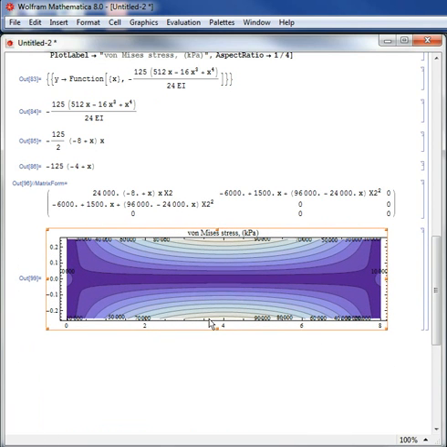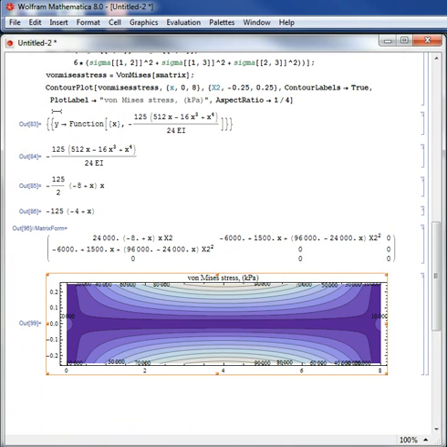You can see the maximum von Mises stress is in the middle. This is a simple beam. The maximum von Mises stress is in the middle here, at the top and the bottom fibers, and there's no difference between the tension and the compression. You get the same number.